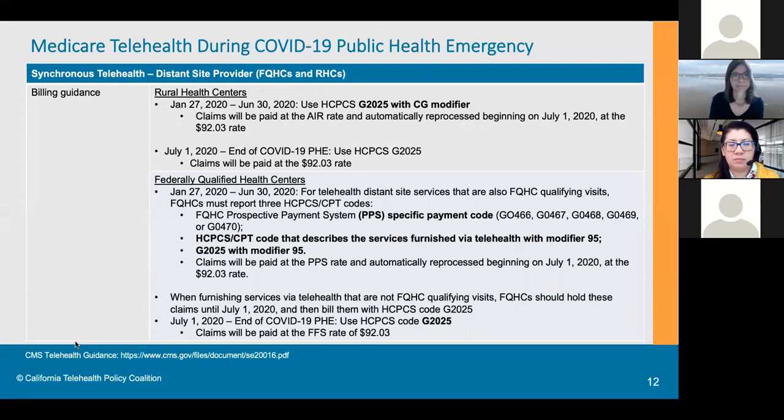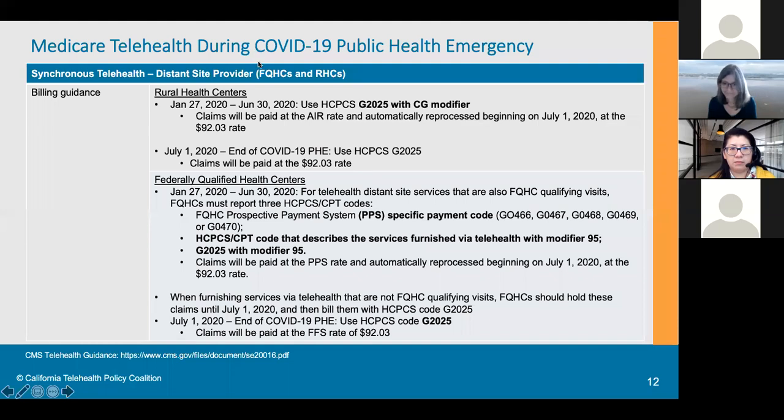For telehealth services that were provided between January 27, 2020 and June 30th of 2020, RHCs bill using the HCPCS code G2025 with the CG modifier. And these claims will actually be paid at the AIR rate and then automatically reprocessed beginning on July 1, 2020, once Medicare's claims processing system is updated. Health centers should expect a recoupment for overpayments because they're only entitled to the $92.03 and not the full AIR rate. And then beginning on July 1, 2020, RHCs would start billing using HCPCS code G2025. And by this time, Medicare's system should be updated and paying at the correct rate of $92.03.